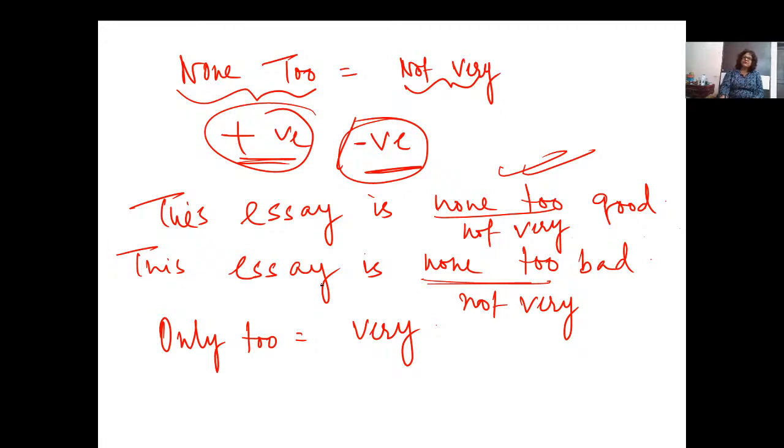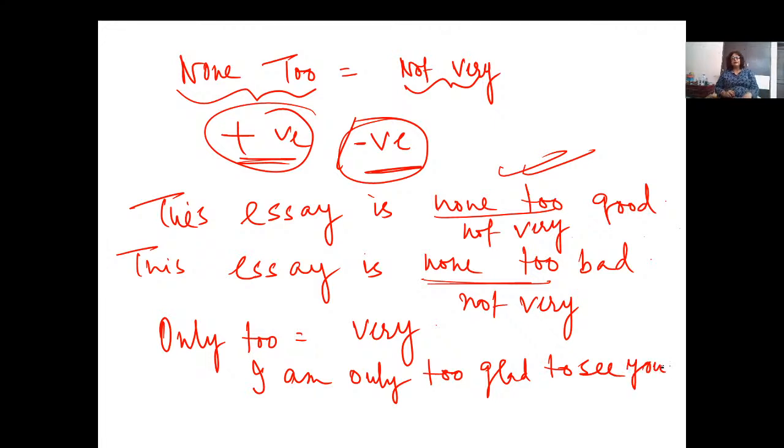Positive word as well as negative word. What's an example? If I am writing, I am only too glad to see you. I am only too glad to see you. What's the meaning of that? Only too means very. So the ultimate meaning: I am very glad to see you.